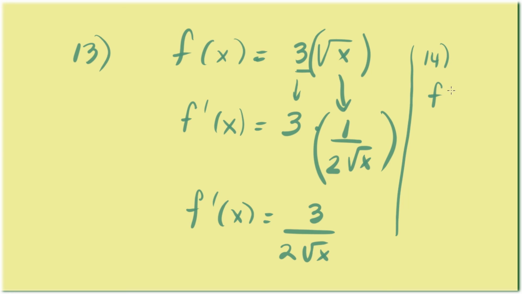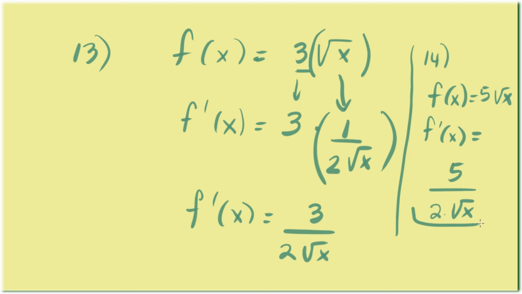And lastly, just to make sure you get this, let's say it's a 5 square root of x. What is the derivative? The derivative is 5 over 2 square root of x.